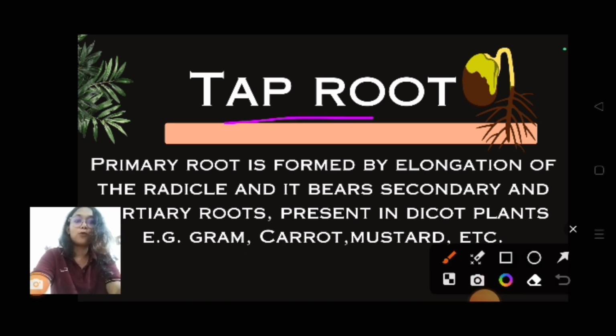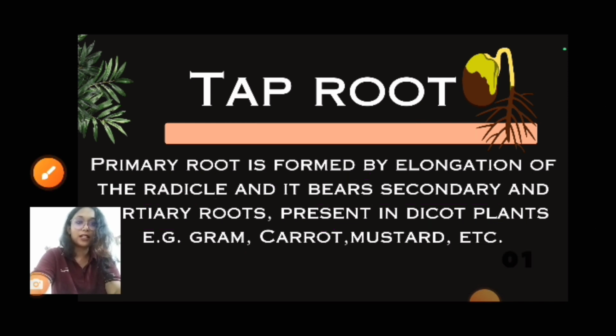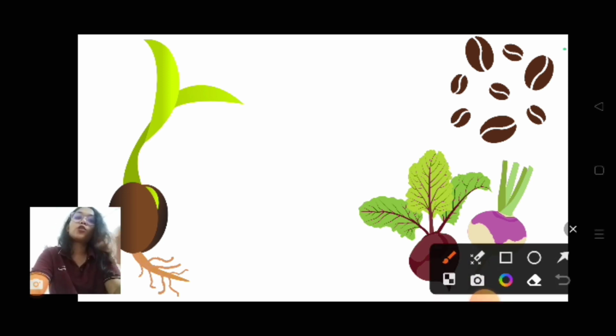Let's see what the taproot system is. The primary root is formed by elongation of the radicle, and it bears secondary and tertiary roots, present in dicot plants. Did you understand what I am trying to say in this definition? Let me pick it up. Suppose this is a seed, a dicot seed. This taproot system you can only see in a dicot seed. Dicots means the seed which has two parts. See this, in this seed it has two parts.